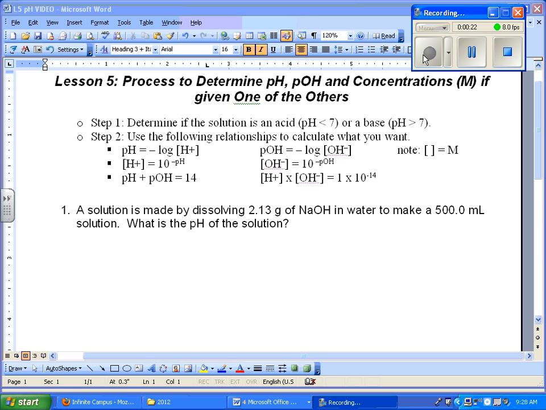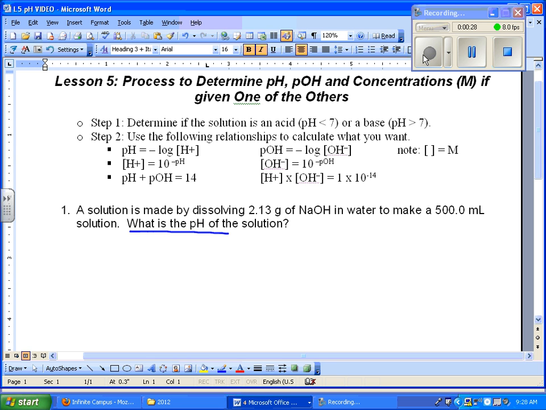All right, so just like the last video, what we're looking for is what is the pH of the solution. So just like the last one, what I'm going to look to target is, what can I get out of that information? First of all, I'm going to notice that sodium hydroxide is a base. So I'm going to have to go probably with a pOH and an OH concentration in order to solve this problem. I'm not going to go the pH route, so I don't really want to figure out H+ concentration.